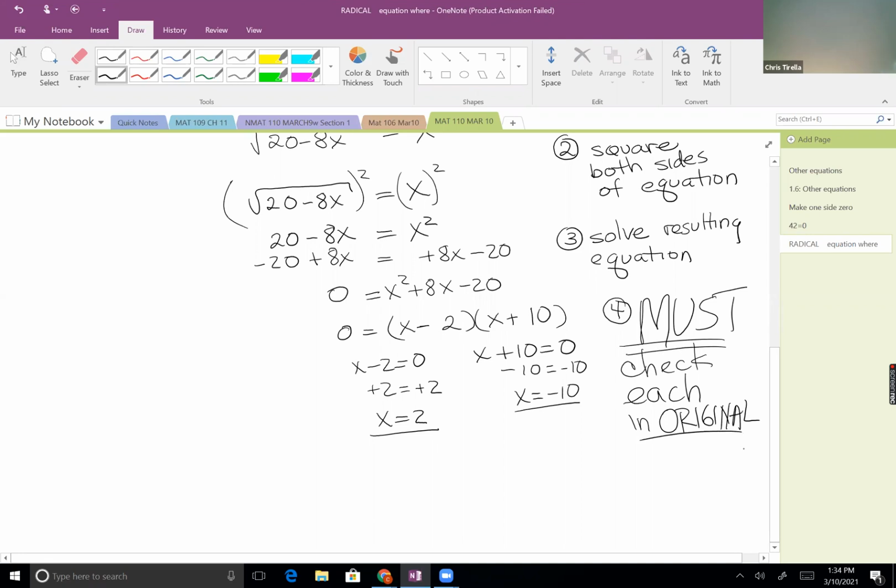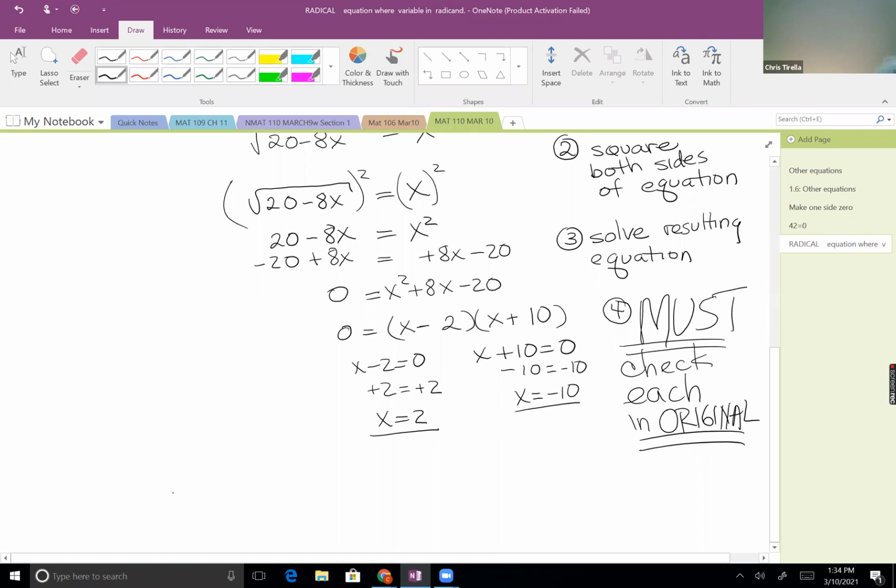Is that dramatic enough? You've got to do your checks with these, because these are one of those types of equations where we get extraneous roots. When we square both sides, we're doing the same thing to both sides, but we're not real sure what we're multiplying both sides by. And so we've got to do that check.